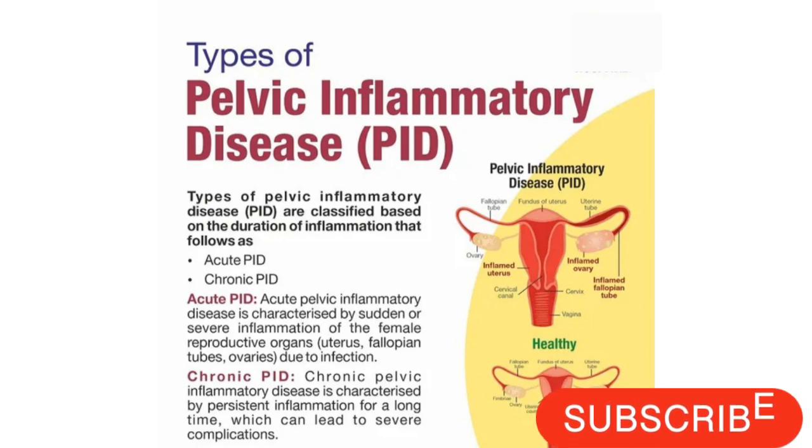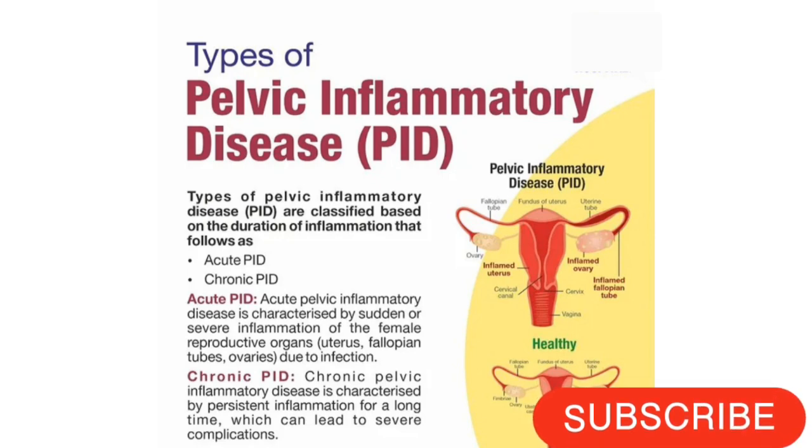A few important points we should note: PID is of two types, acute pelvic inflammatory disease and chronic pelvic inflammatory disease. Two-thirds of the patients affected with pelvic inflammatory disease are asymptomatic. So, let's see what the signs and symptoms of this PID are.